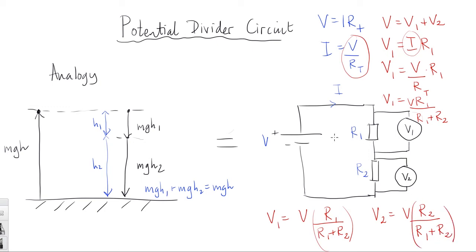For example, if resistance R1 here was 10 ohms and R2 was 20 ohms, then R1 would take 10 divided by 30, i.e. a third of the total potential, and R2 would take 20 divided by 30, since 30 is the total resistance.